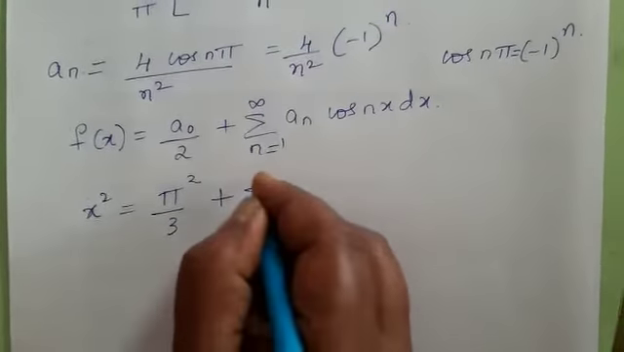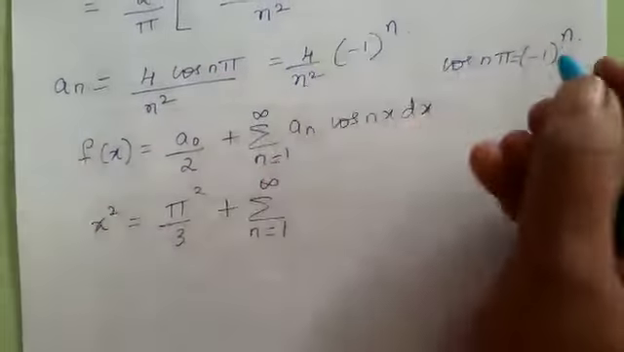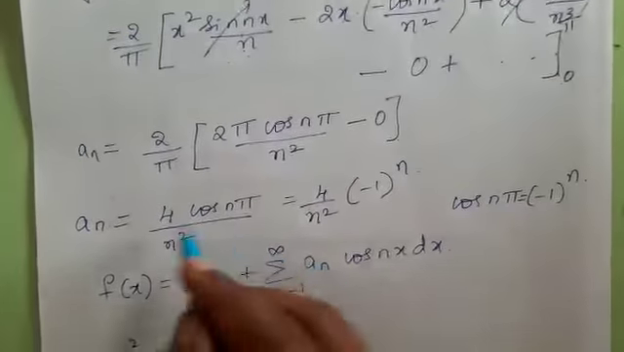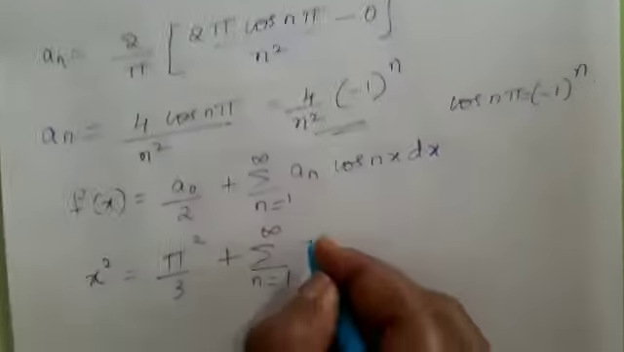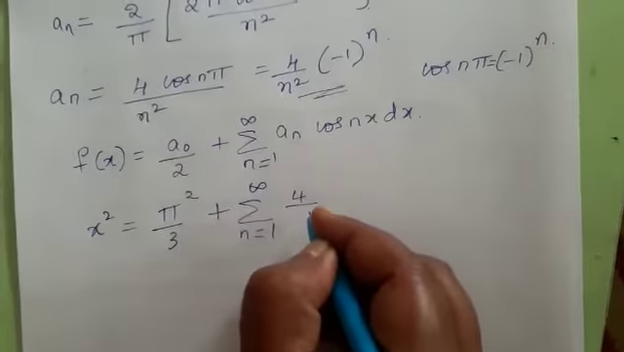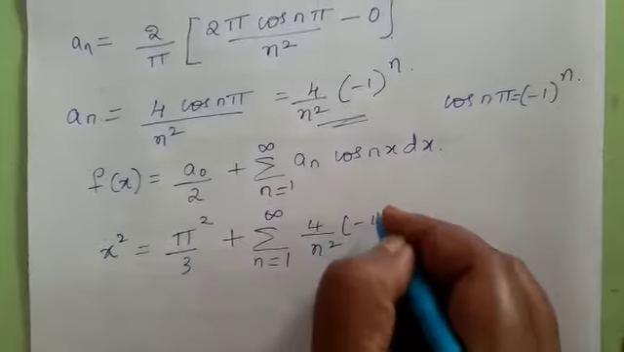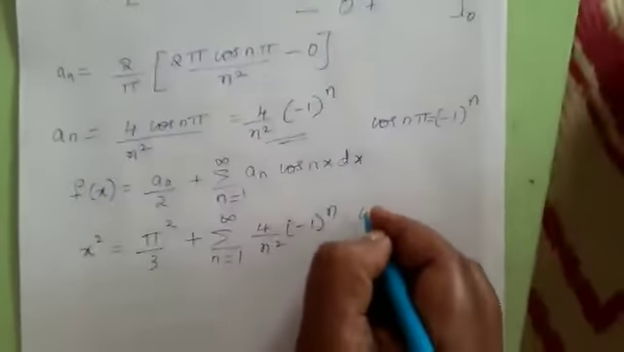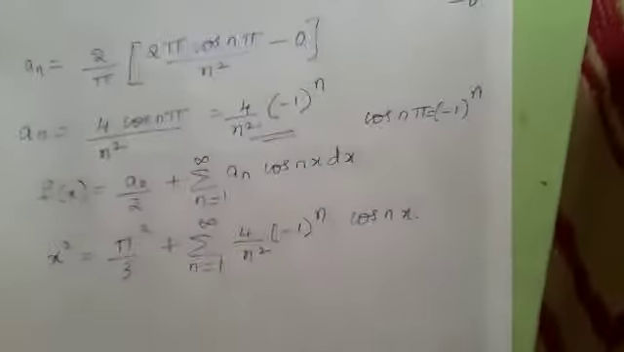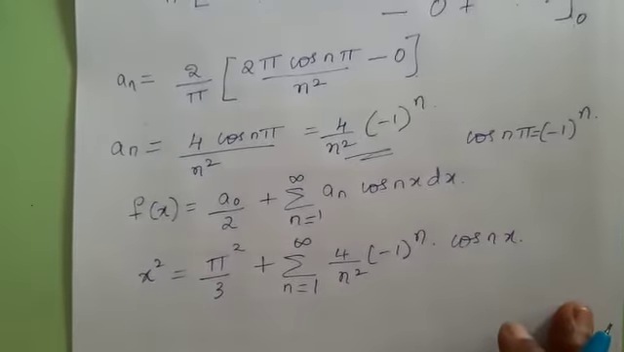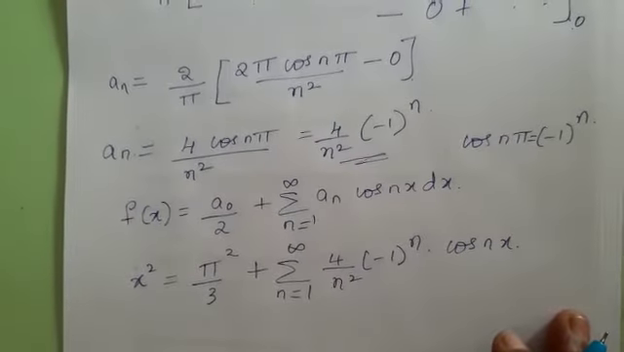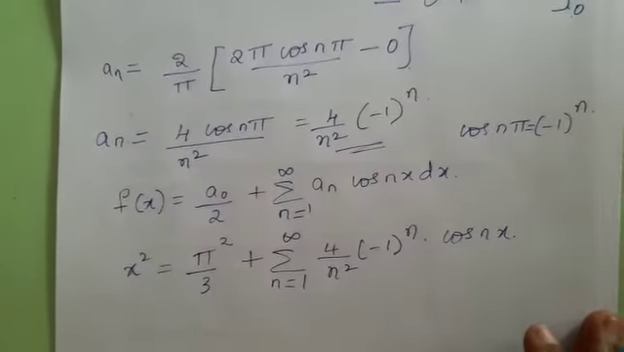summation n equals 1 to infinity. I have found out an. An is there. An is here. So it is 4/n² times (-1)^n into cos nx. So this is what function f(x). Now to deduce the series, I have to deduce the series, right?